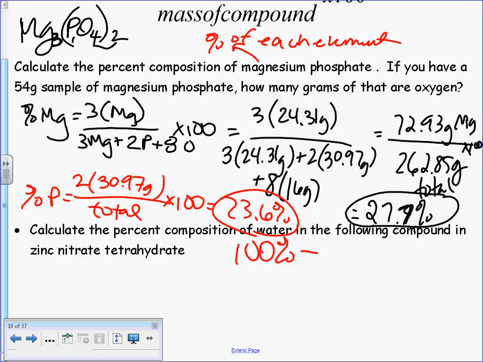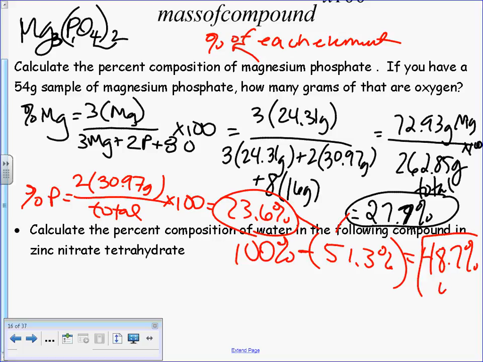What is that, like 50? 51? No, it's 50, 51.3. Yeah, so I just took these two and added them together, and got 51.3. So 100 minus that gives me, oh, you were probably telling me the final, sorry. 48.7, gotcha. And that's percent oxygen.